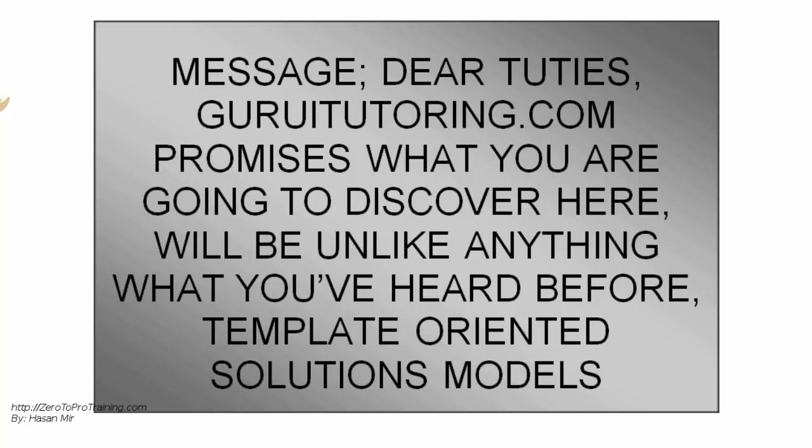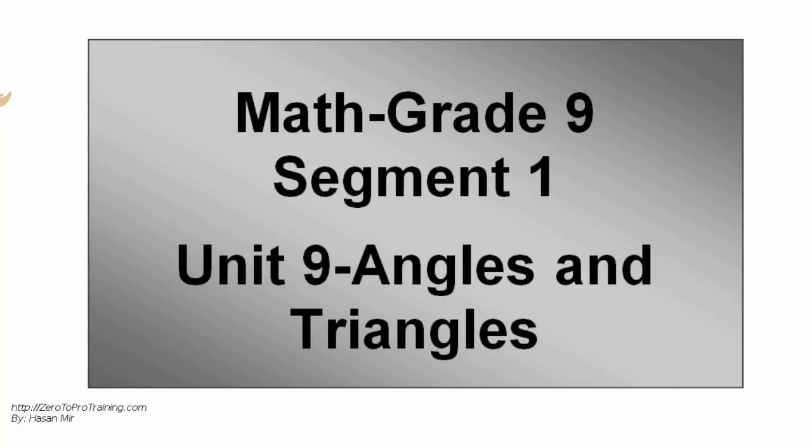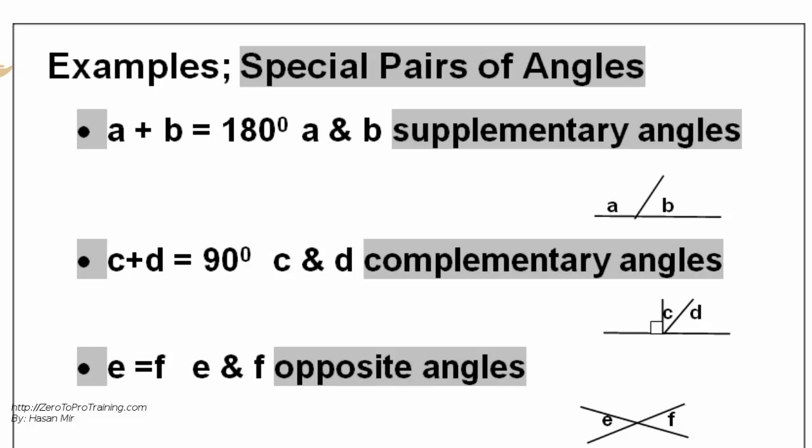Template-oriented solution models, Math Grade 9 Segment 1 Unit 9 Angles and Triangles. Next, examples, special pairs of angles: A plus B equals 180 degrees, supplementary; C plus D equals 90 degrees, complementary; E equals F, opposite angle.